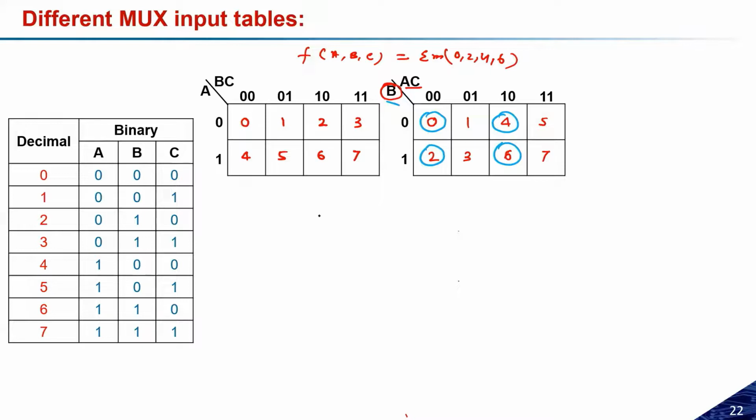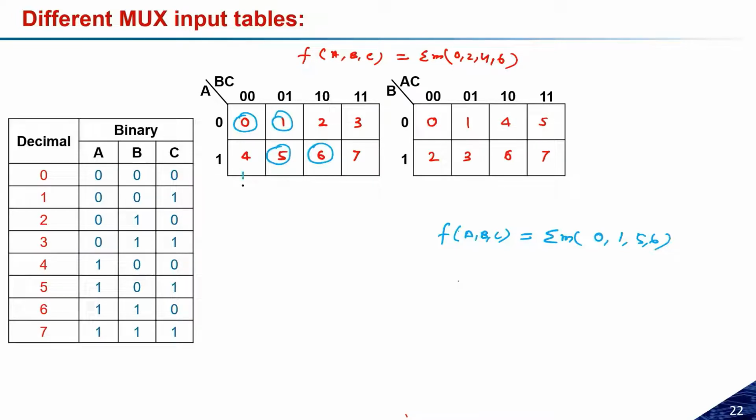For example, I have a function A, B, C that is the summation of M 0, 1, 5, and 6. Yes, let us assume this one. If this is the example, what will happen in both the cases? Let us try to see. In the first case, I will have 0, 1, 5, and 6. So this will give you the A bar. This will give you the 1.